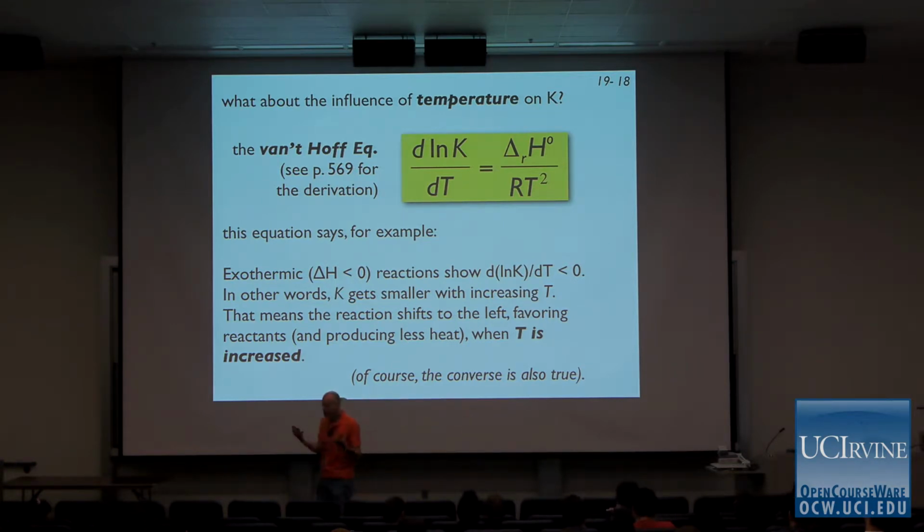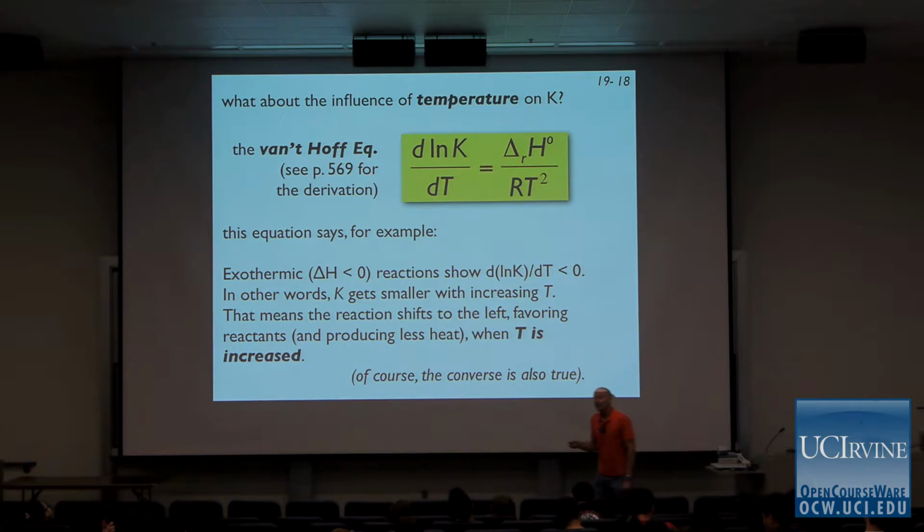You can usually tell just by inspection what effect pressure will have on a gas phase equilibrium. Right? If you apply pressure, the system tries to minimize the number of moles of gas. Very simple. In the case of temperature, what matters is delta H. We have this thing called the Van Hoff equation. And I don't want to spend a lot of time talking about it or going through what it means.